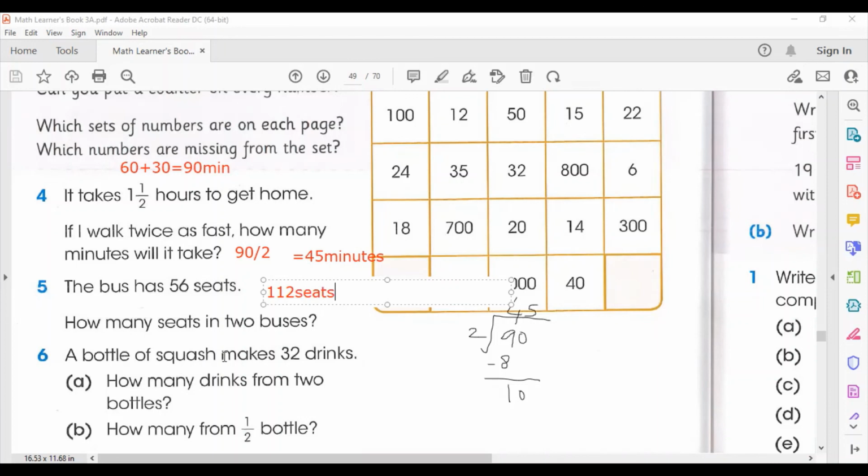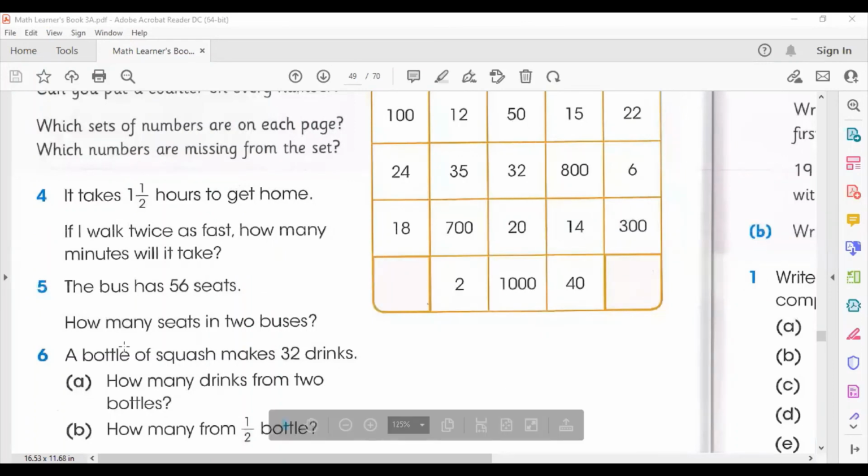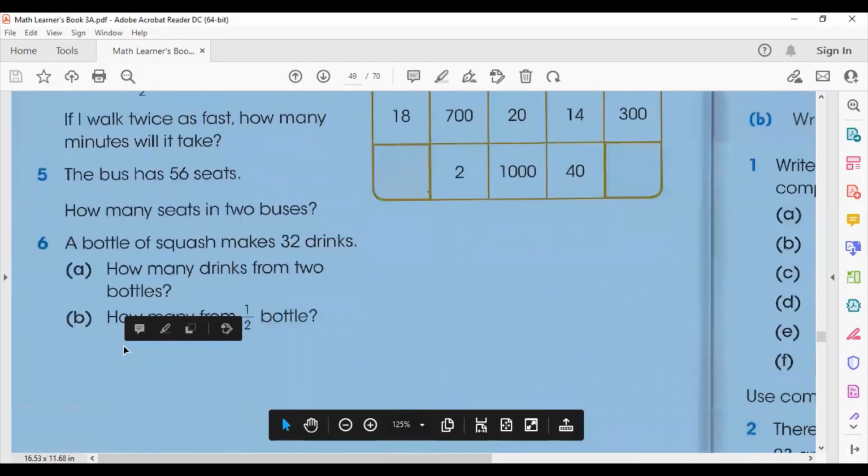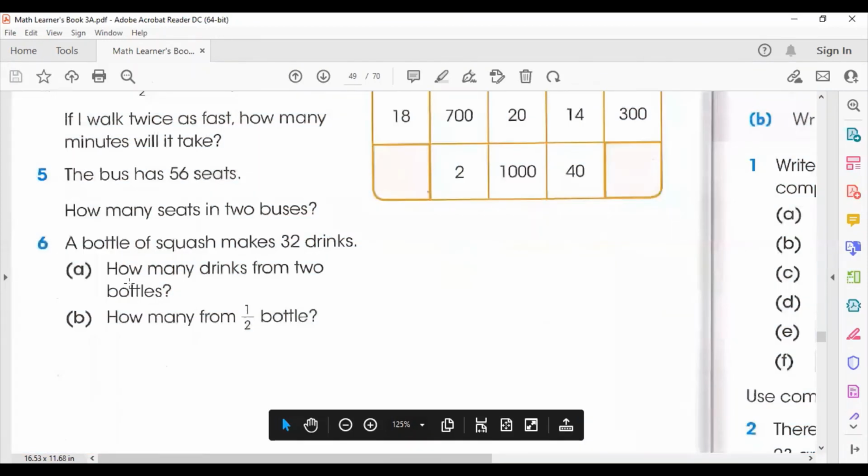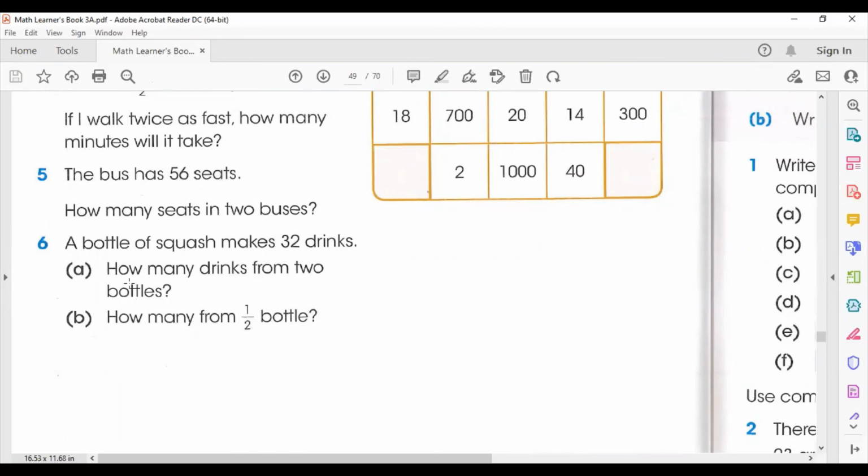A bottle of squash makes 32 drinks. How many drinks from 2 bottles? Make double. 32 plus 32, 64. Or 2 from 2 bottle, it's 64. So we can write here 64. Making double of 32, it's coming 64 drinks from 2 bottles.